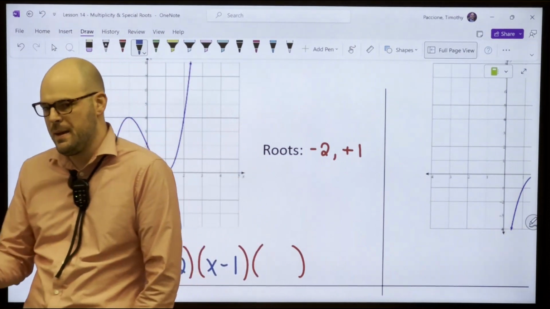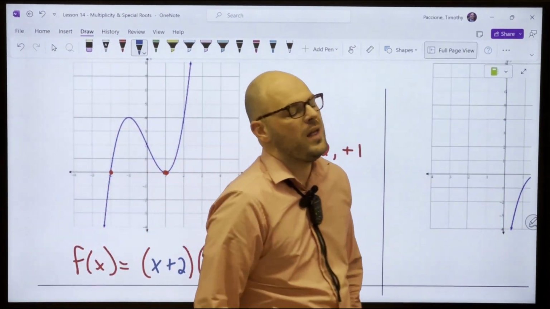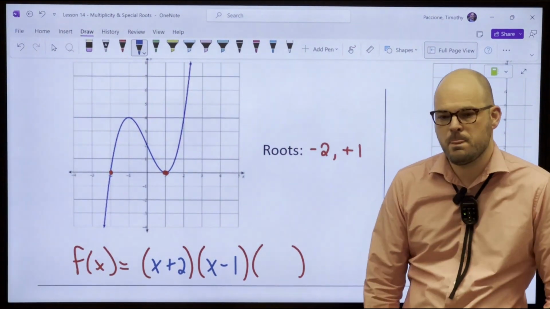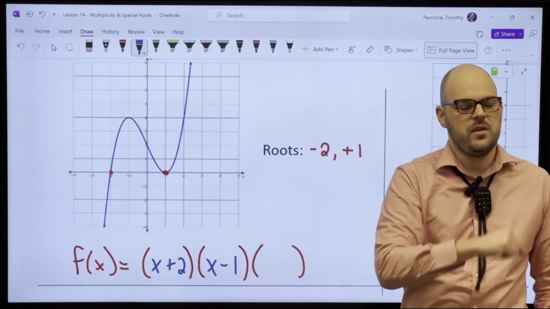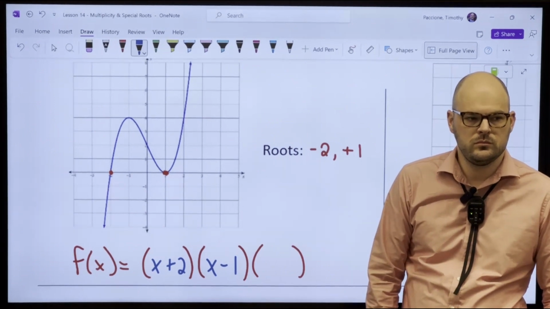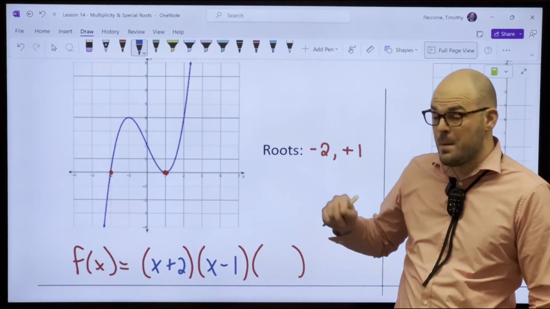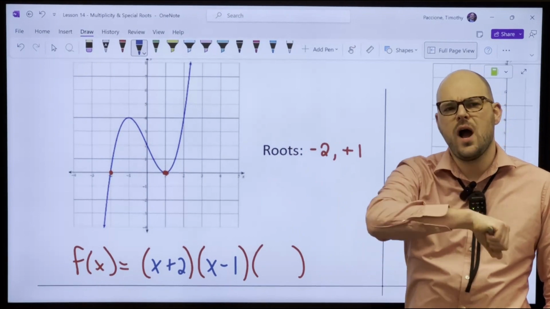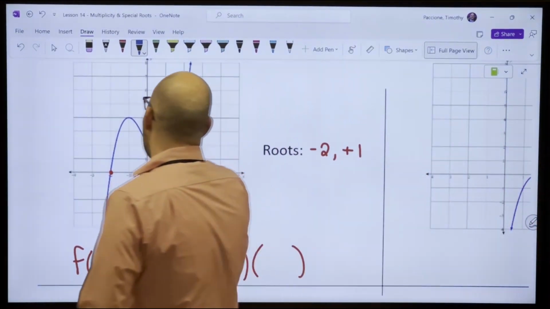Does anybody remember what happens at that point? Have a guess. Yeah, what do you think? It might be, wait, there's a second x. So it might be a double root, right? Now, why? Let's think about why that might happen.